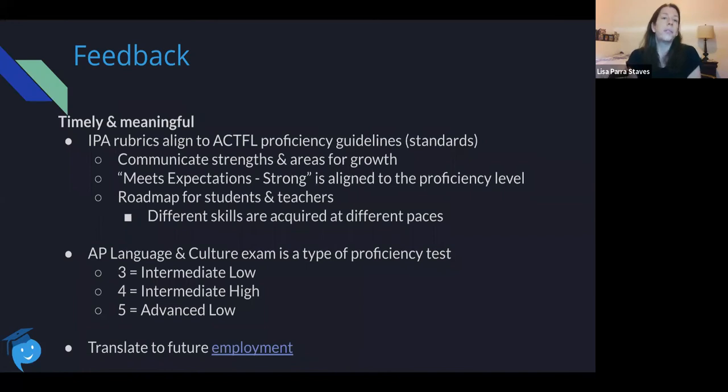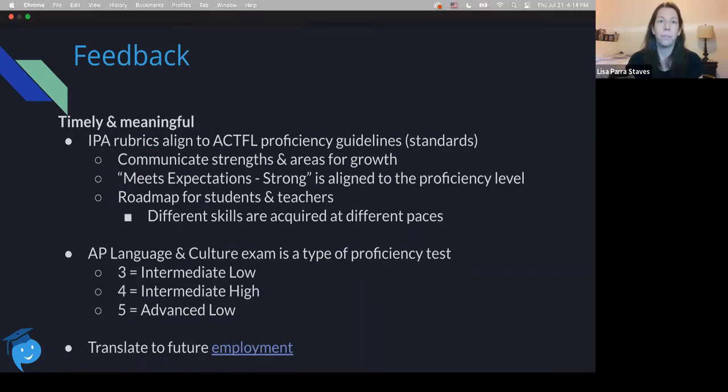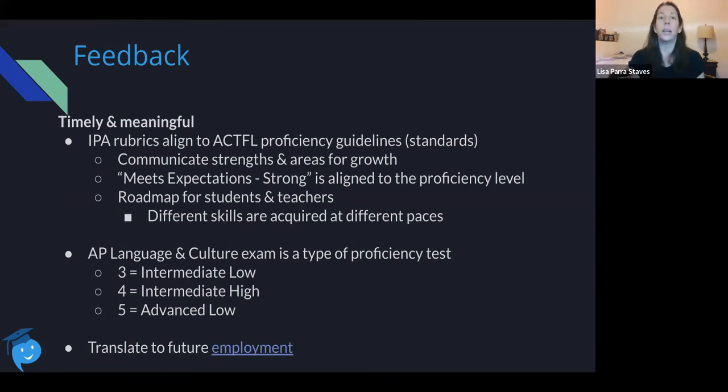So again, when we're giving feedback, we want to make sure that the feedback is timely and that it's meaningful. This is going to give you the most bang for your buck. I'm sure you know this, that if we give an assessment and the students don't get feedback until a week later, like the moment has passed.